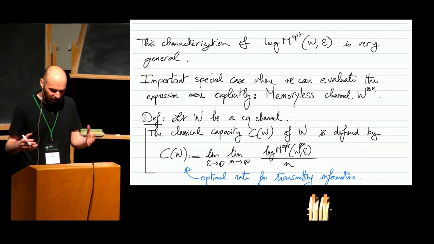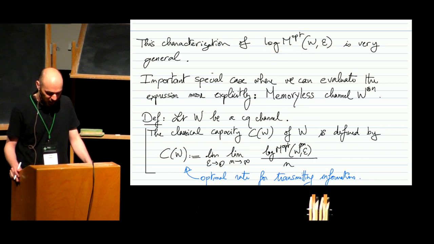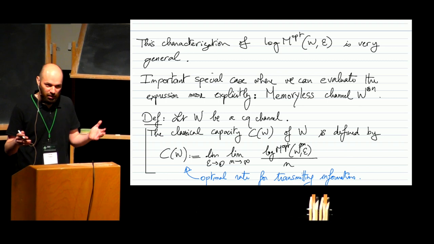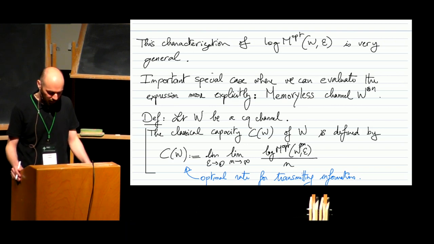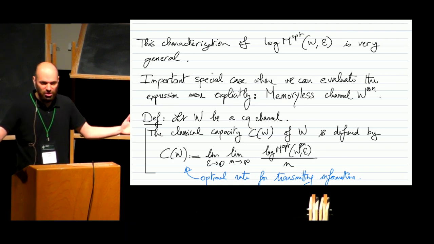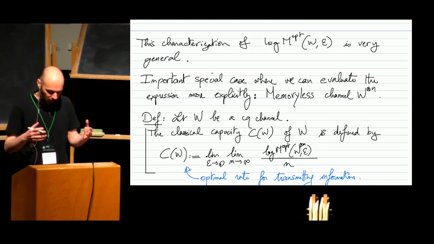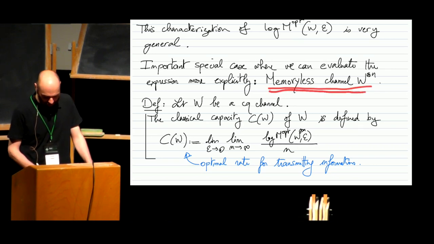We have now a characterization of the log of the optimal number of messages in general. So now we want to say that for some specific cases, can we characterize it in a nicer way? So for very large channels, can I find an expression which is nice? In particular, the important example that we consider is these product channels, W tensor N.